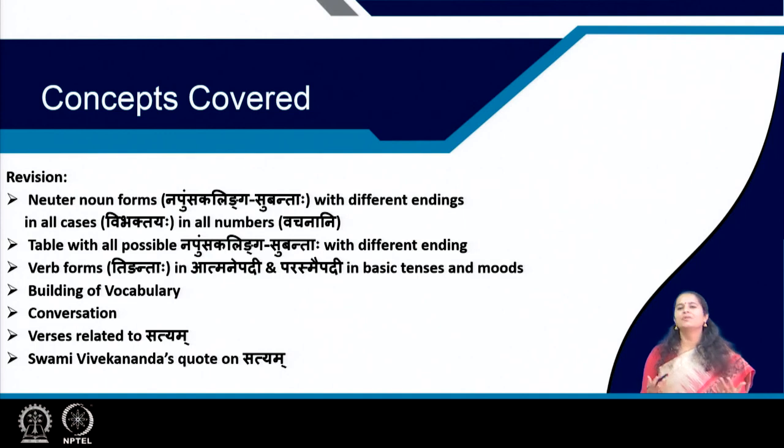As we are already familiar, pullinga and napunsakalinga share most of the word forms except for the prathama and dvitiya vibhakti and also the sambodhanam. So we'll see what kinds of word endings are similar in this particular chart. In the verb forms, we'll also look at the tingantaha, in the atmanepadi and the parasmaipadi in the basic tenses and moods, and focus on building your vocabulary for the napunsakalinga words.